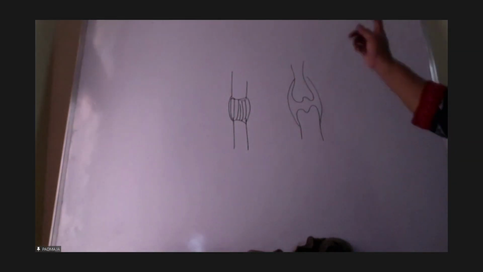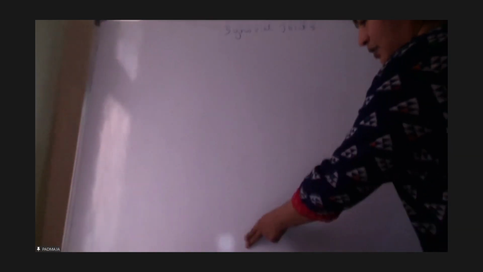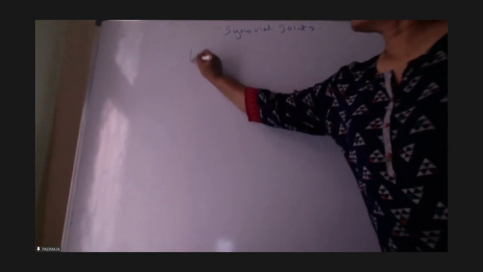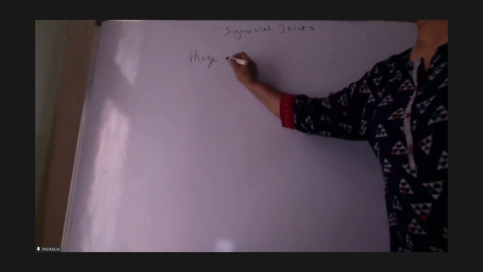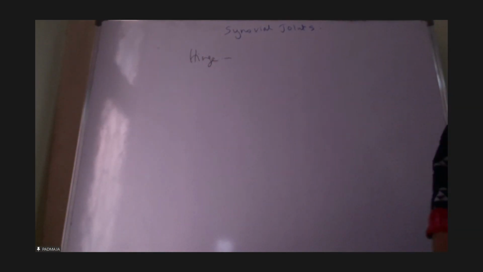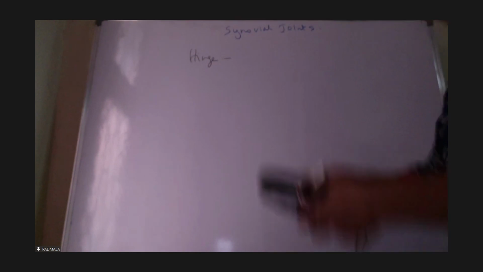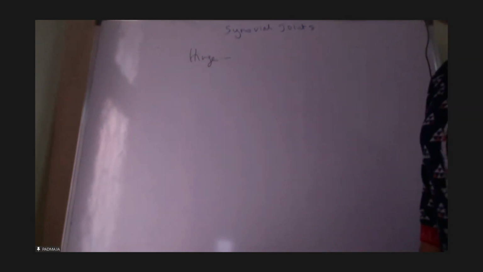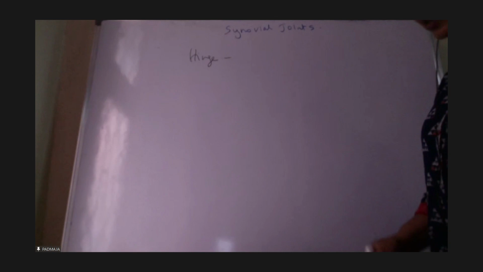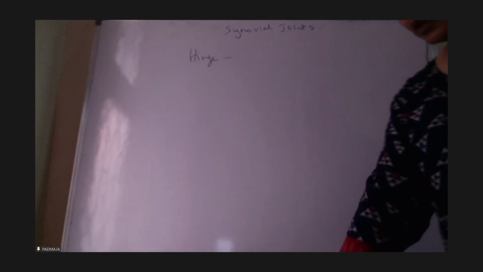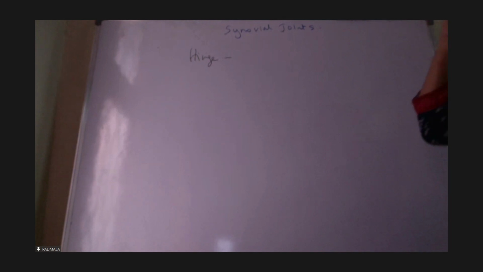And continue. Yesterday we did synovial joints. First point we did, ball and socket, already over. Now take hinge joint. Next it is hinge, also called hinge joint. Learn if you are interested. Otherwise, leave it. Hinge joint, also called ginglymus.